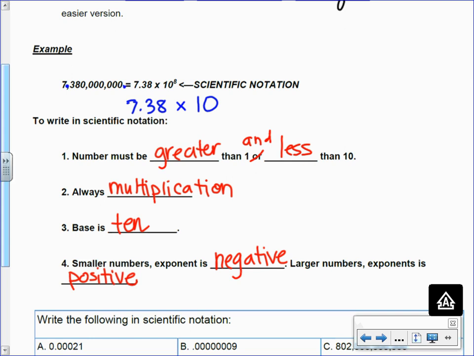Is that a really small number or a really large number? Large. So we know my exponent's going to be positive. Now I just have to figure out how many times I moved it. I start here, and I need to move it to here. So I go 1, 2, 3, 4, 5, 6, 7, 8, 9. So 10 to the 9. However many times you move your decimal is what your exponent becomes. Does everybody understand that? You can leave it as a dot because when you read it, it's going to be the x.